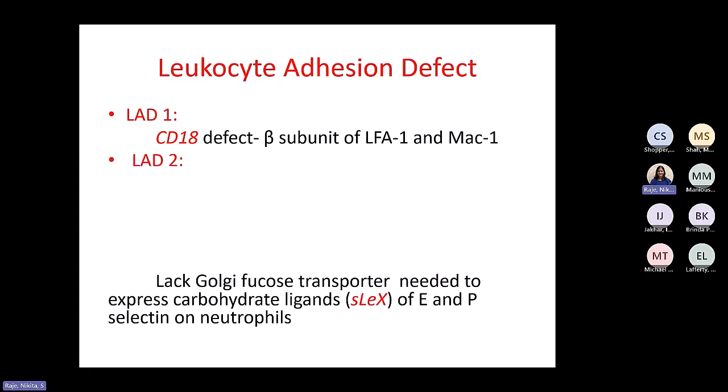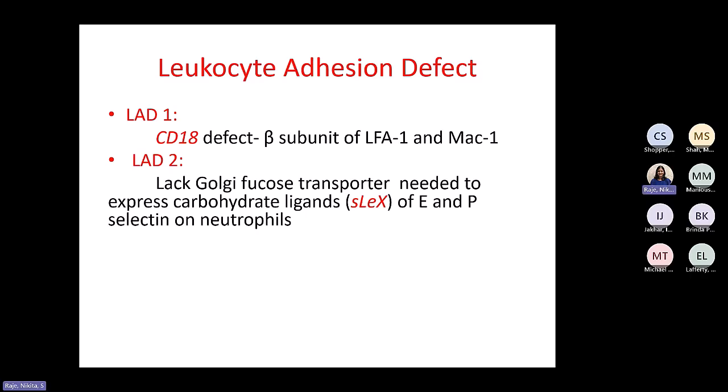LAD type 2 is because of lack of Golgi fucose transporter. So fucosylation is needed to express the carbohydrate ligands sialyl Lewis X of E and P selectin on neutrophils. So the selectin ligands are defective in LAD type 2. LAD type 2 is a milder form in terms of immunological features. So LAD1 is the most severe form, whereas LAD2 is more commonly associated with developmental and growth retardation.